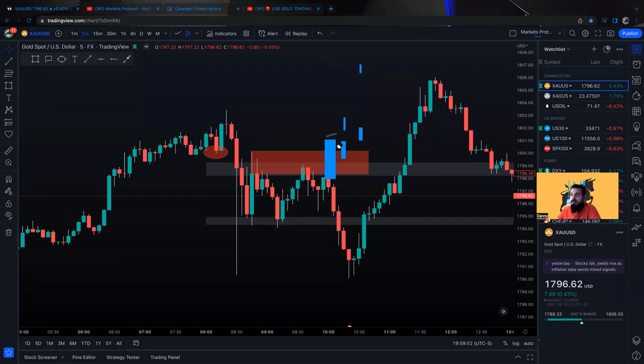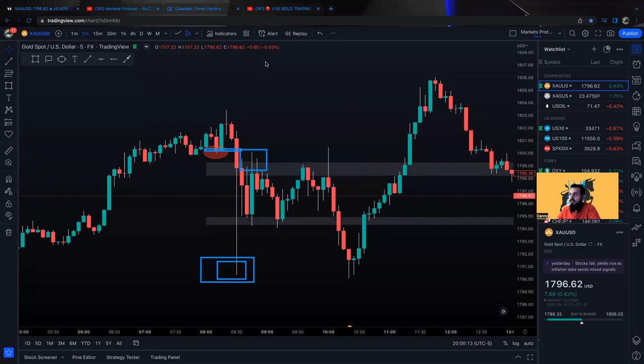Okay, what happened? We rejected there at a rejection zone. This was the outcome. Rejection zone right here, staying below that previous structure low. Okay, new lows are formed. In order to retest these lows, coming down to it, we need to hold this rejection area.